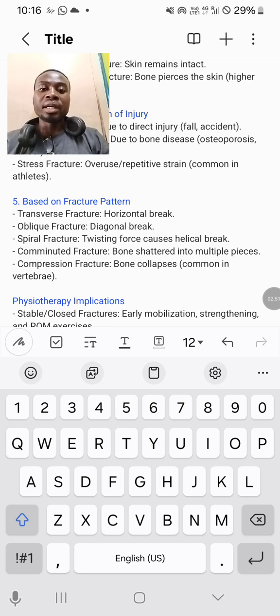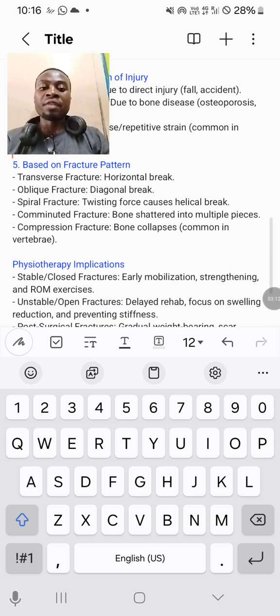Based on the fracture pattern, one can be transverse fracture, which is a horizontal break; oblique fracture, which is diagonal; spiral fracture, with twisting forces causing a helical break; comminuted fracture, where the bone is shattered into multiple pieces; and compression fracture, where the bone collapses, commonly in the vertebrae.